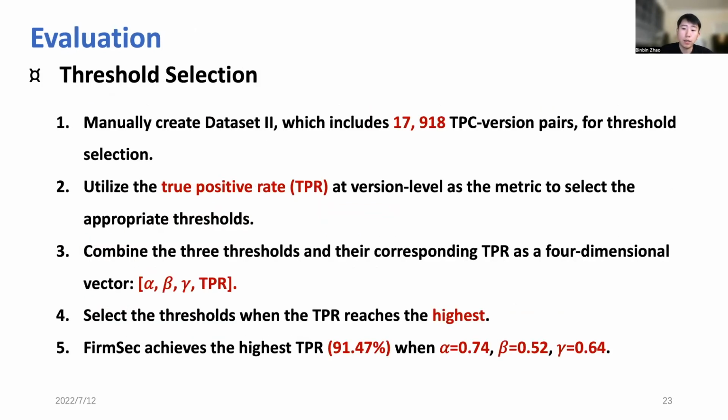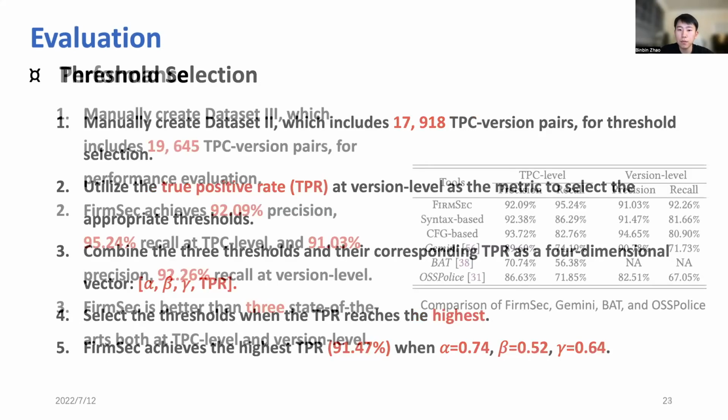Next, we need to select the thresholds for our system. We use the true positive rate at version level as the metric to select the appropriate thresholds. Then we select the thresholds when the true positive rate reaches the highest. FirmSec achieves the highest true positive rate when alpha equals 0.74, beta equals 0.52, and gamma equals 0.64.